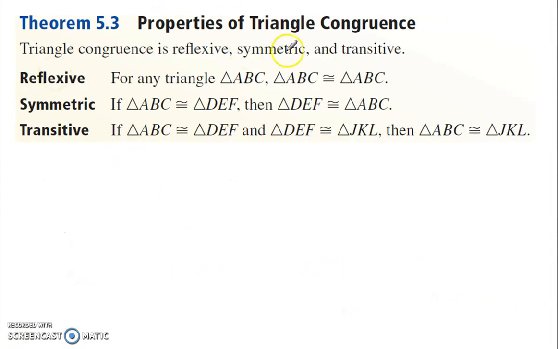All right. Properties of triangle congruence. Reflexive works the same way for any triangle: we know that ABC is congruent to ABC. Symmetric: if ABC is congruent to DEF, then DEF is congruent to ABC. And transitive works this way: if ABC is congruent to DEF, and DEF to JKL, then ABC is congruent to JKL.